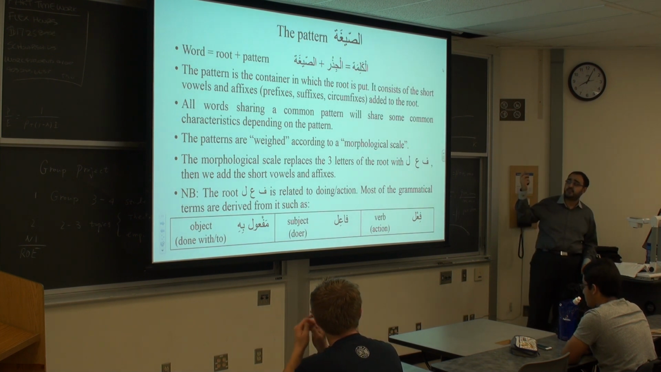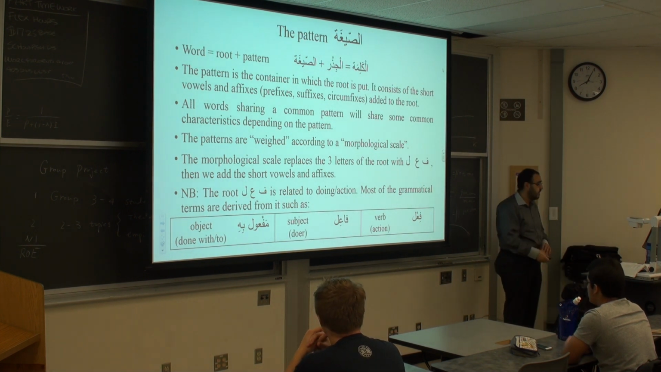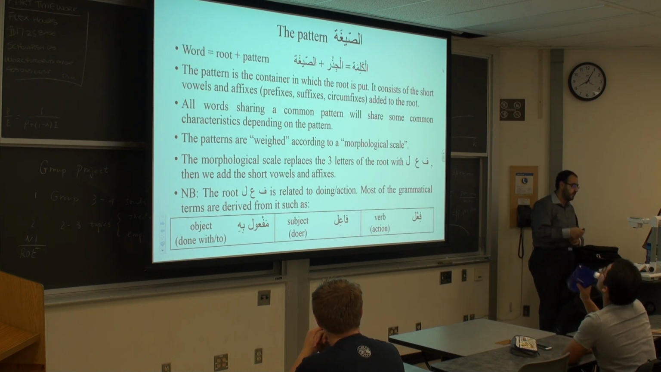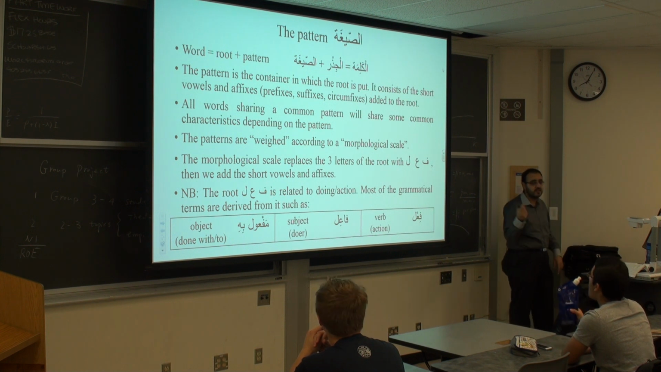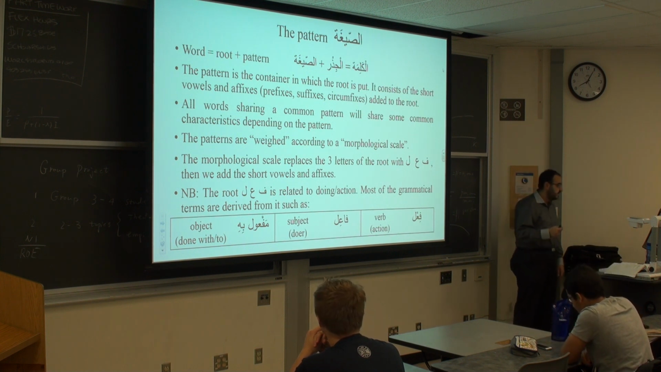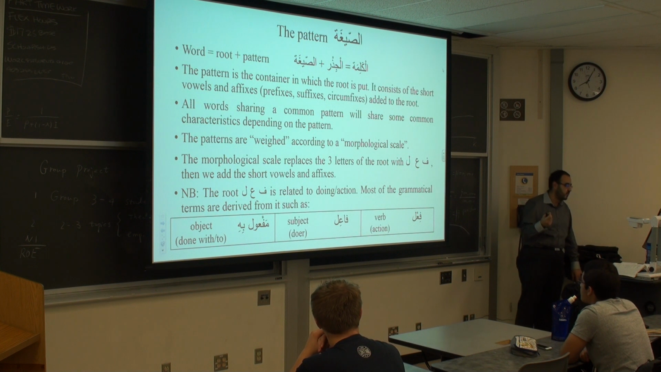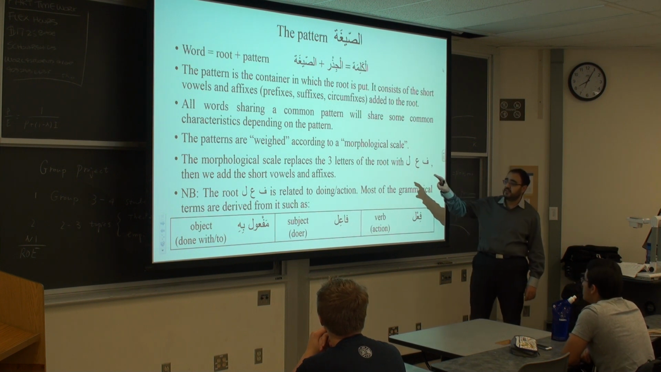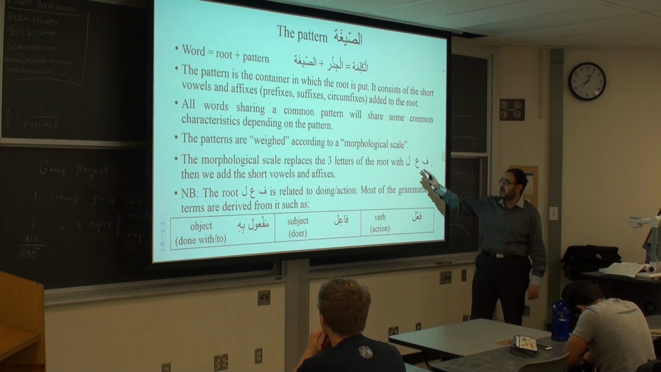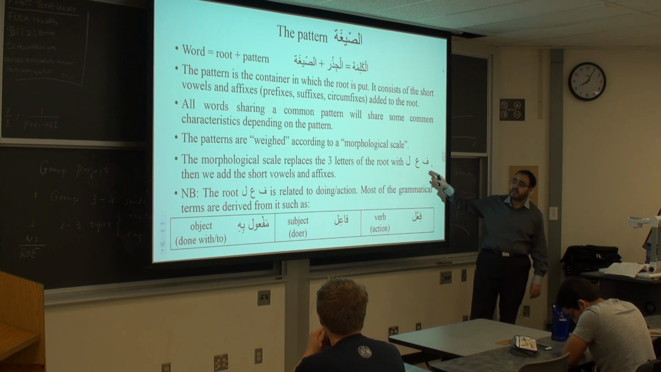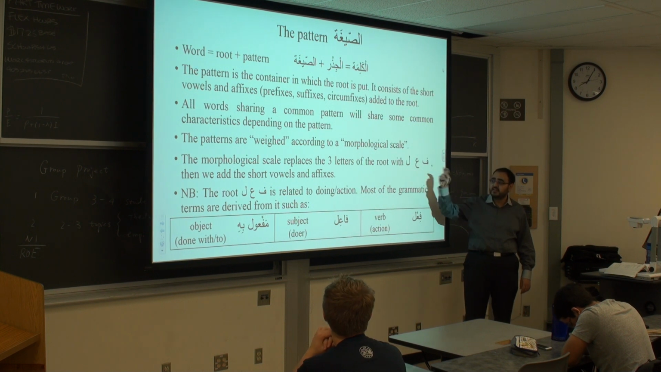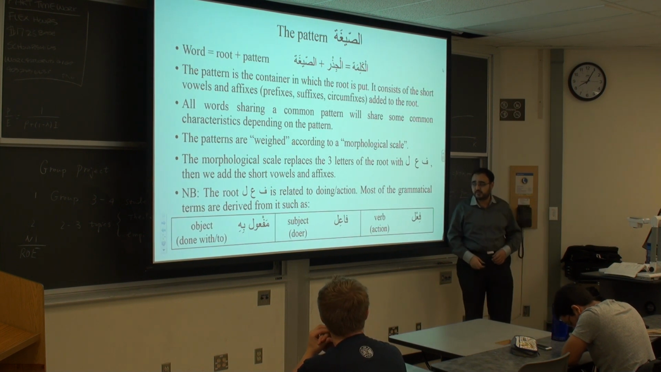So the pattern is the container in which the root is put, and consists of the short vowels and affixes. All words sharing a common pattern will share some common characteristics depending on that pattern. The patterns are weighed morphologically according to a morphological scale. As we mentioned yesterday, we use the morphological scale by replacing the three letters of the root with fa, ayn, lam. You put a fa instead of the first letter of the root, ayn instead of the second letter, and lam instead of the third letter.